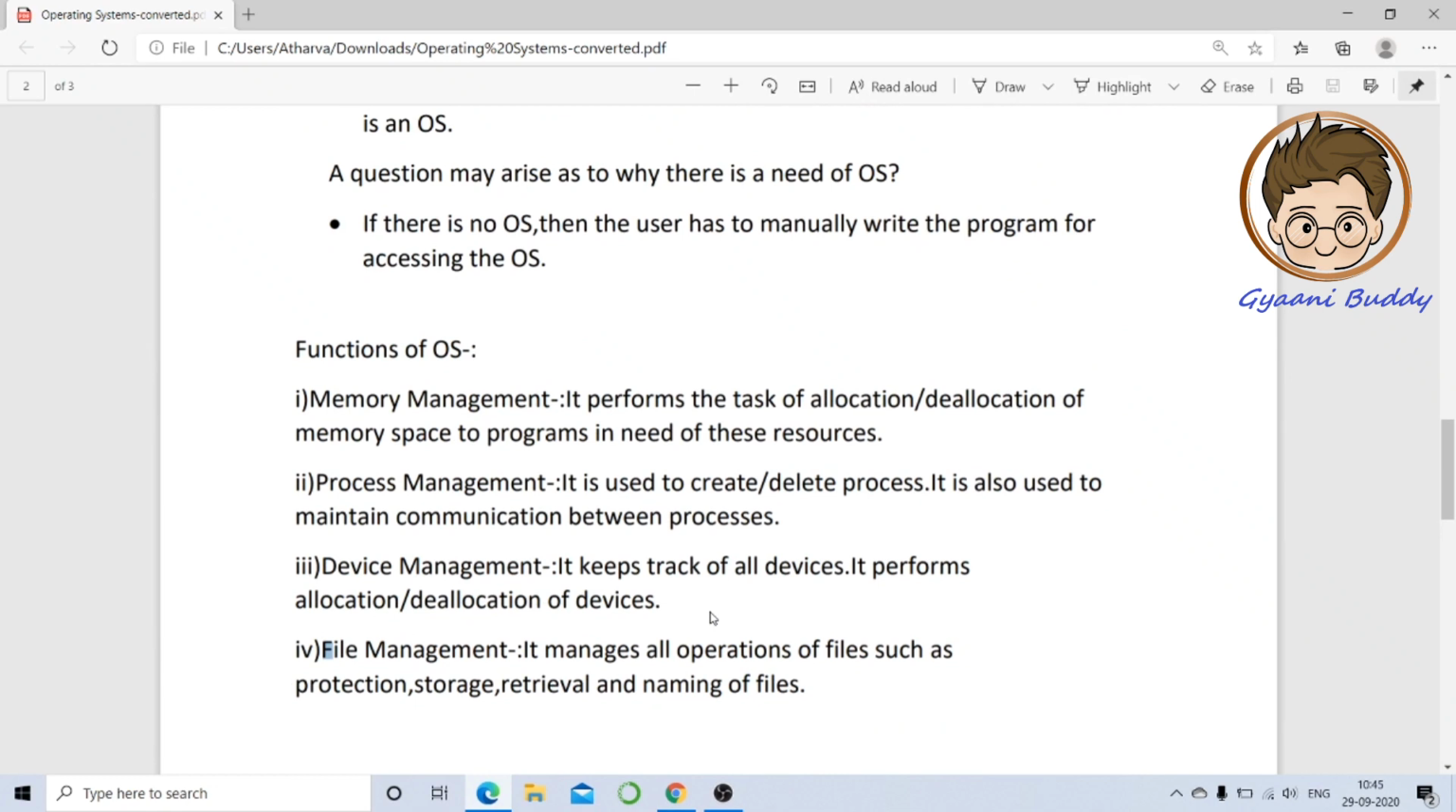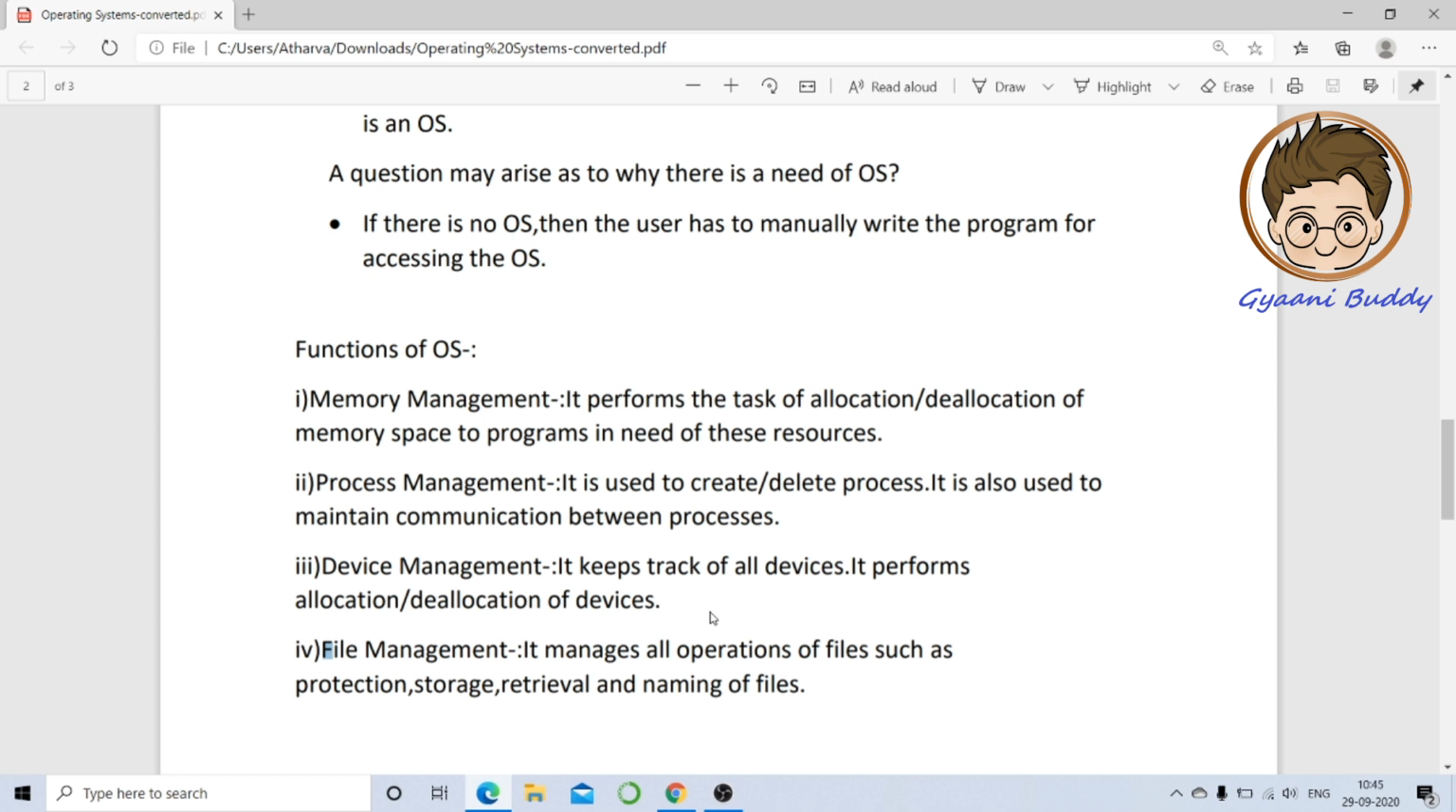Now, let us look at some of the functions of OS. Now, these are the very important functions of OS, core functions, but there are many more functions of OS. So, first is the memory management. It performs the task of allocation or deallocation of memory space to programs in need of these resources. Second is the process management. Now, it is used to create or delete processes. Now, this creation as well as deletion of process can be achieved with the help of system calls, which I'll cover later in this lecture series. So, it is also used to maintain communication between the processes.